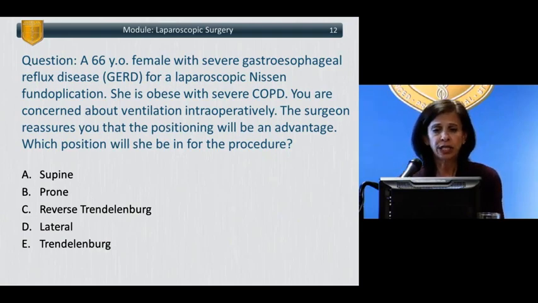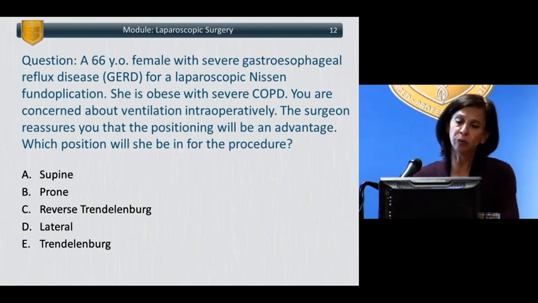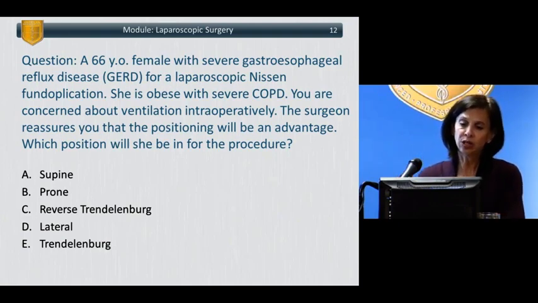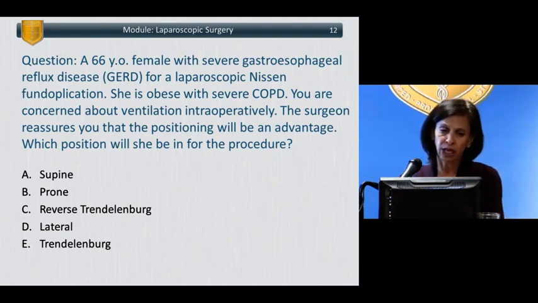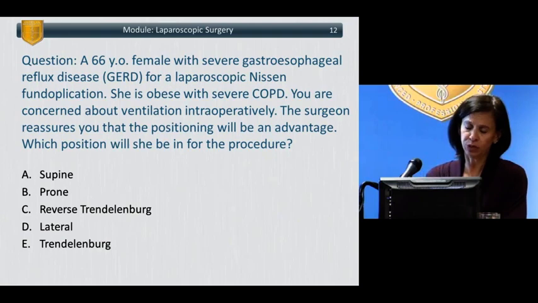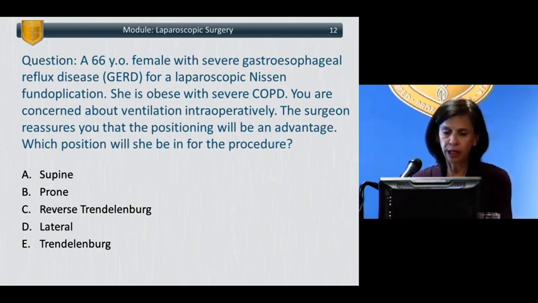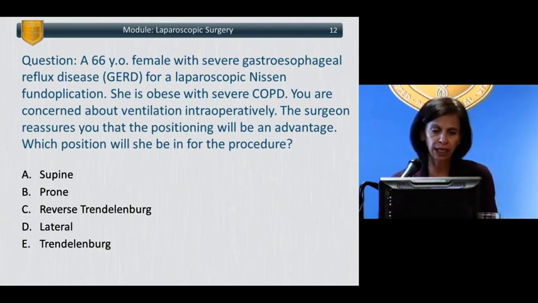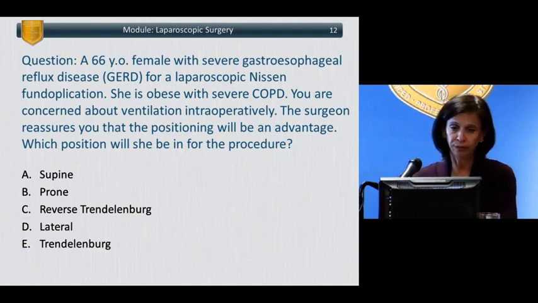Let's do a question. You have a 66-year-old female with severe GERD for a laparoscopic Nissen fundoplication. She is obese with severe COPD. You're concerned about ventilation intraoperatively. The surgeon reassures you that the positioning will be an advantage. Which position will she be in for this procedure? A, supine, B, prone, C, reverse Trendelenburg, D, lateral, or E, Trendelenburg.